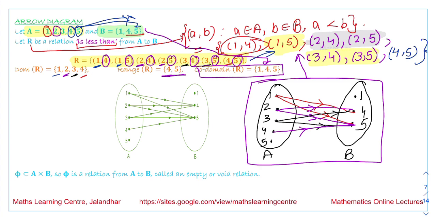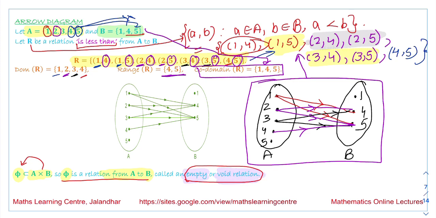Next we have that phi is a subset of A cross B. So phi is also a relation from A to B. We are saying any subset of A cross B is a relation from A to B, and we know that phi is a subset of every set. So what we get is that phi is a relation from A to B, and this relation is called the empty or the void relation.